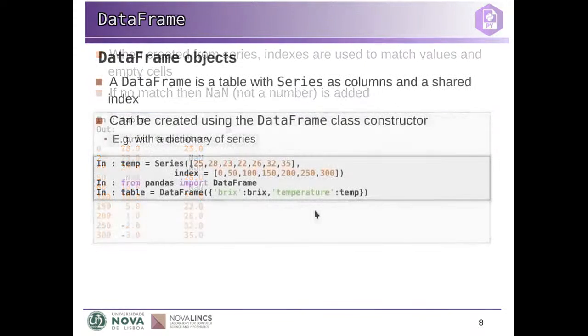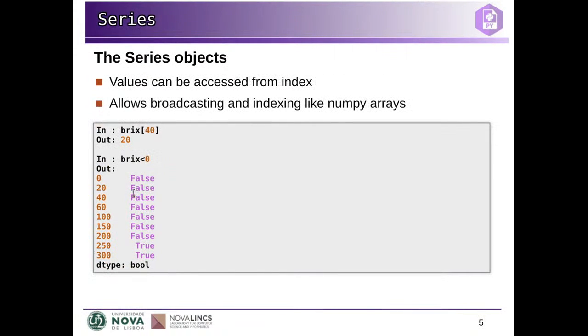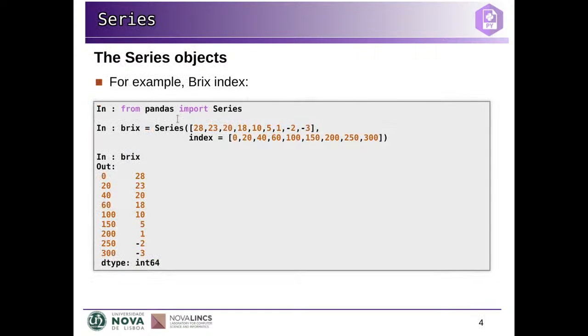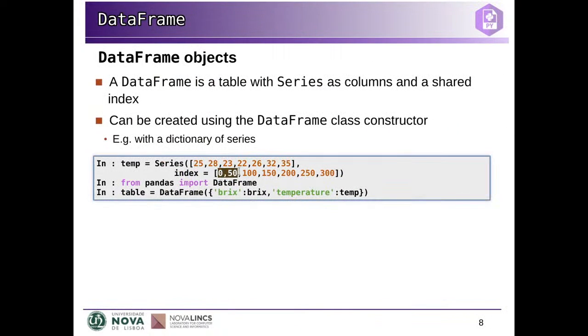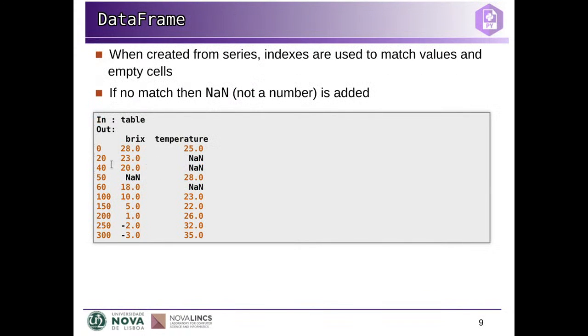For example, in the Brix series, we have a value for 20 hours of fermentation. So if we see here how we created, we have the Brix value of 23 at 20 hours of fermentation. But for the temperature, we don't have a measure at 20. We have at 0 and at 50. So when we join the two together, at 20 and 40, we have not a number in the temperature column because there is no corresponding value to that index here.